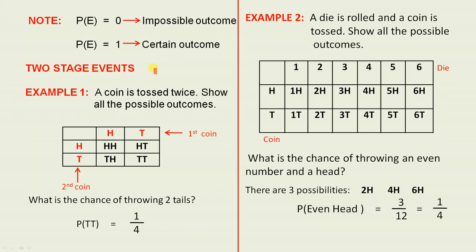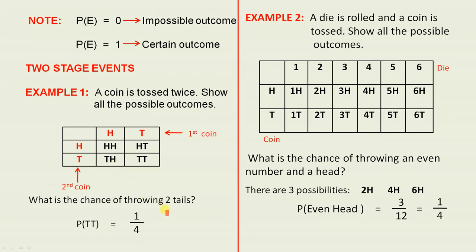Now let's have a brief look at two-stage events. Let's look at 2 examples. A coin is tossed twice. Show all the possible outcomes. So let's assume H and T represent the possible outcomes for the first coin. H and T are the possible outcomes for the second coin. When you combine those together, you get those 4 outcomes there. There they are. So there are 4 possible outcomes only.